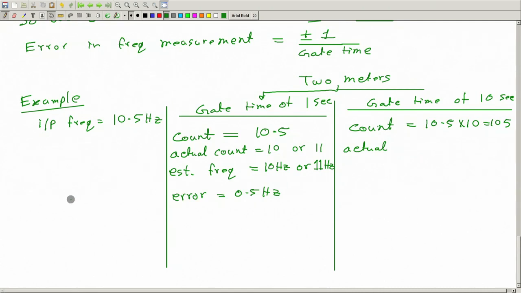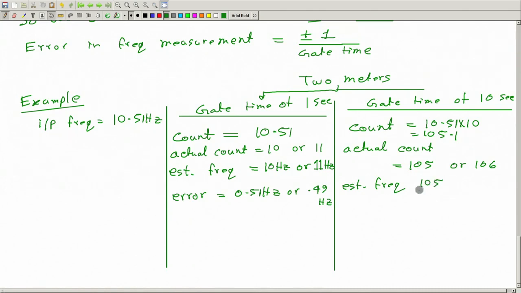So let me change this example a bit to make it more clear. Let me say that the true frequency is 10.51. Then the count should be 10.51, but it will come out to be 10 or 11. So the estimated frequency will be 10 hertz or 11 hertz. So the error will be 0.51 hertz or 0.49 hertz. In this case, the count should be 105.1, but the actual count will be 105 or 106.